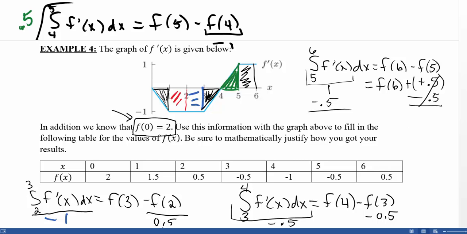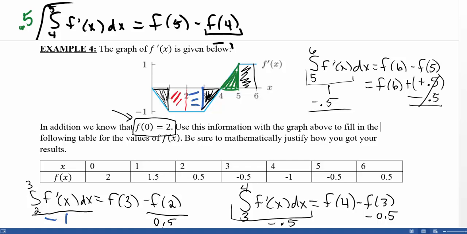Now, because I used the fundamental theorem for all of these values, I have all of these points on the original function that I can use to draw the picture of what's happening. So I'd plot the point (0, 2), the point (1, 1.5), the point x equals 2, y equals 0.5, the point x equals 3, y equals -0.5, and so on and so forth.